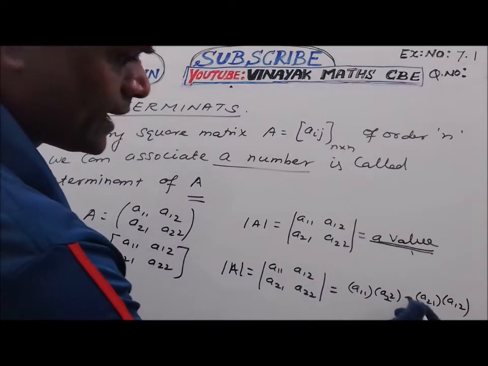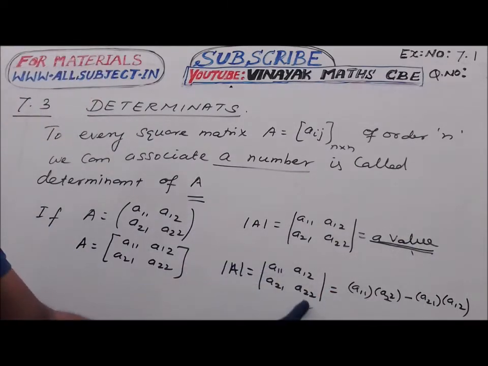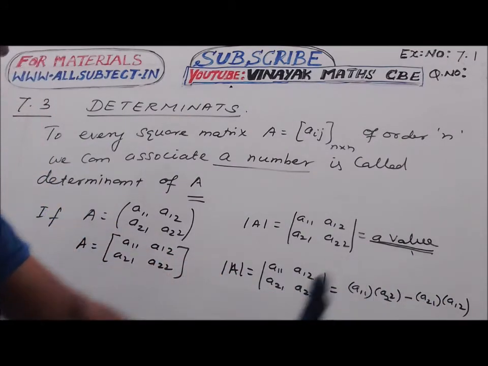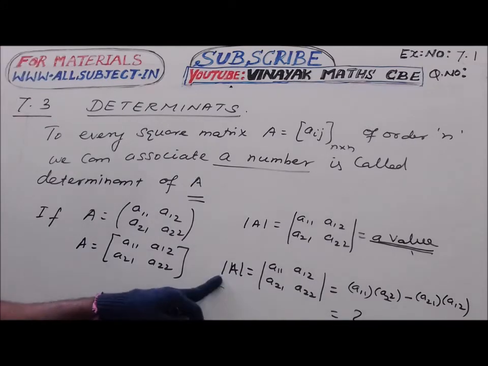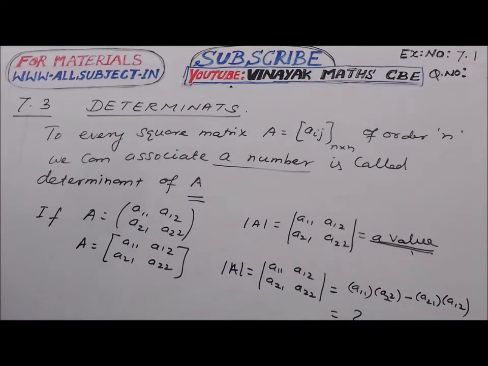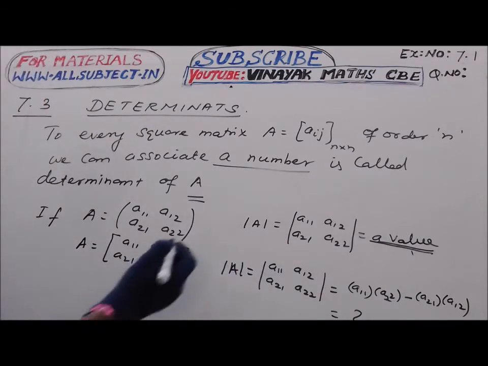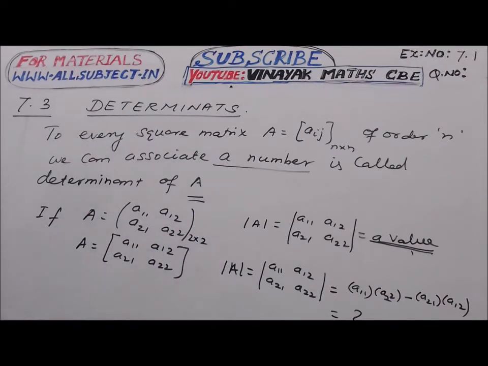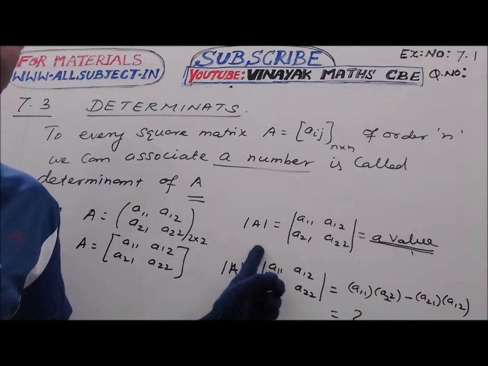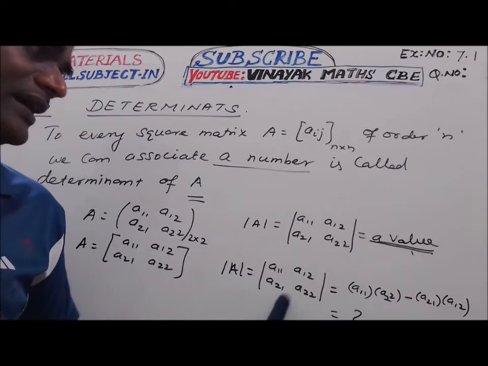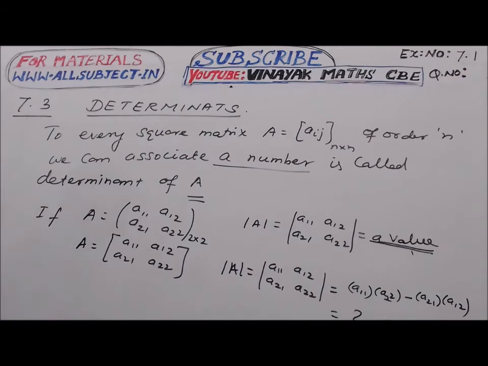After multiplying, subtract. So leading diagonal minus secondary diagonal: the product of leading diagonal elements minus the product of the secondary diagonal elements will be a number. This number is known as the value of the determinant A. If a 2 by 2 matrix is given, its determinant value will be calculated this way: multiply the leading diagonal and subtract the secondary diagonal product from it, and we get a number. That number is the determinant value of a given matrix.